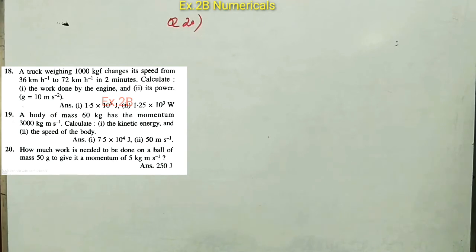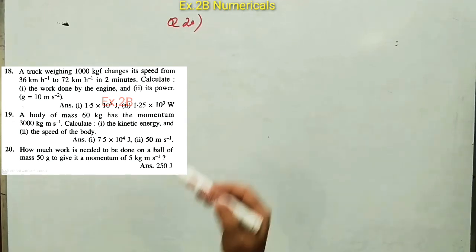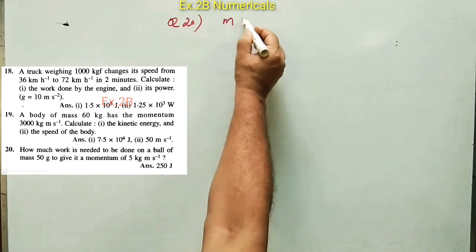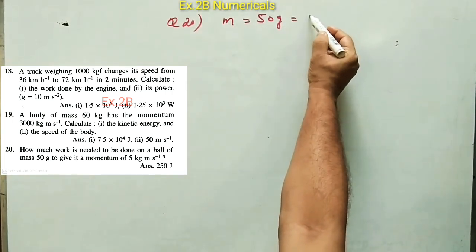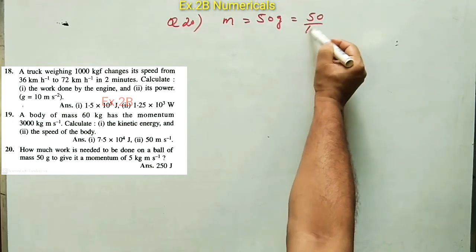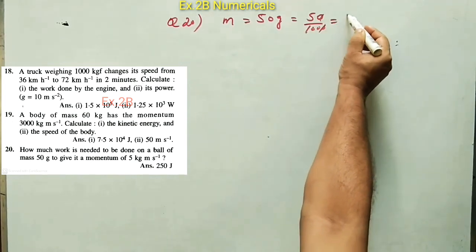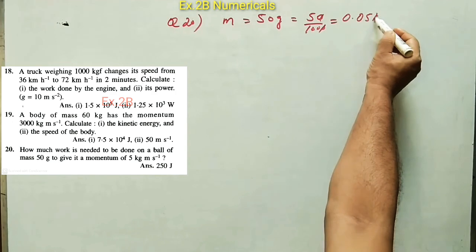Now let's solve question number 20. Read the question. How much work is needed to be done on a ball of mass 50 gram to give it a momentum of 5 kilogram meter per second? We have to calculate the work done. The mass of the ball is given as 50 gram. Convert into kilogram, that is 50 divided by 1000, so we are getting 0.05 kilogram.